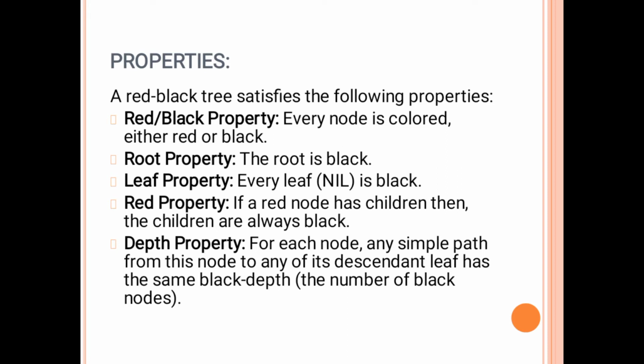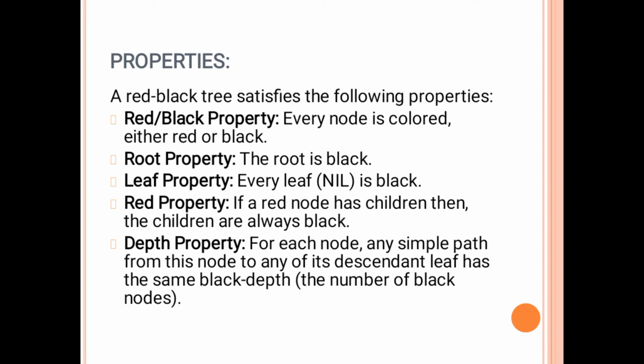Next we will see the properties of the red black tree. Here we have five properties that we maintain. A red black tree satisfies the following properties. First, every node is colored either red or black. In a red black tree, every node is either red or black. Root property: the root is black. It means that in a red black tree the root must always be black.